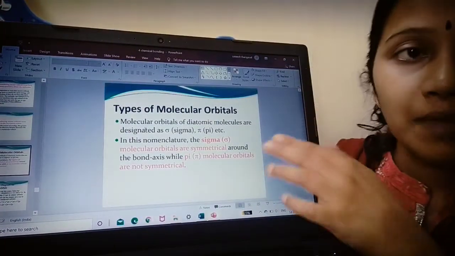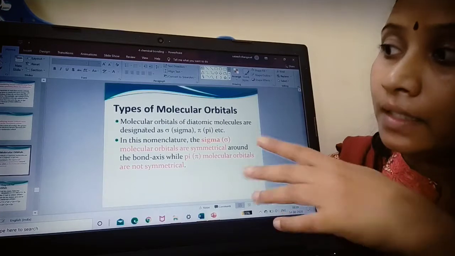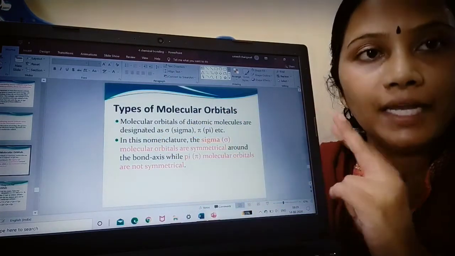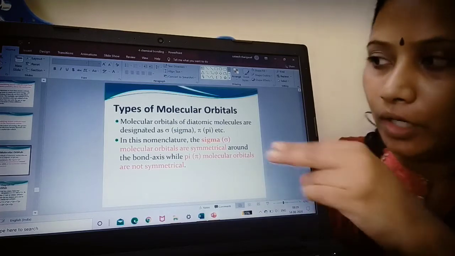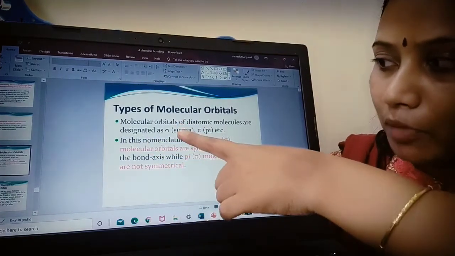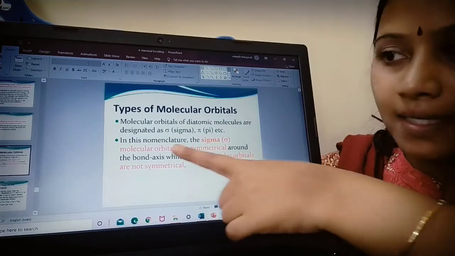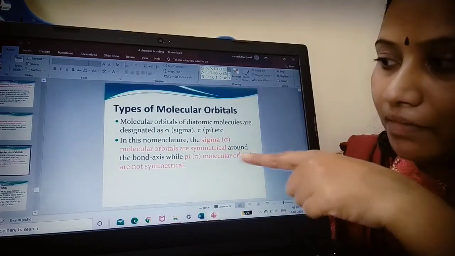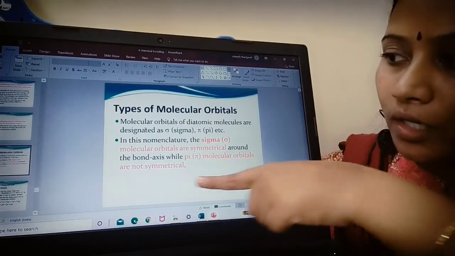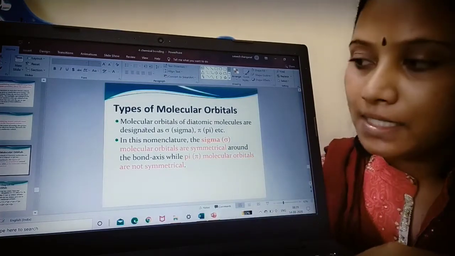Yes, children, types of molecular orbital. Here, the molecular orbitals of a diatomic molecule, say for example hydrogen molecule or lithium molecule or helium molecule, will be designated as sigma bond and pi bond. We know a sigma molecular orbital is symmetrical, but when you look into the pi molecular orbital, it is not said to be symmetrical.